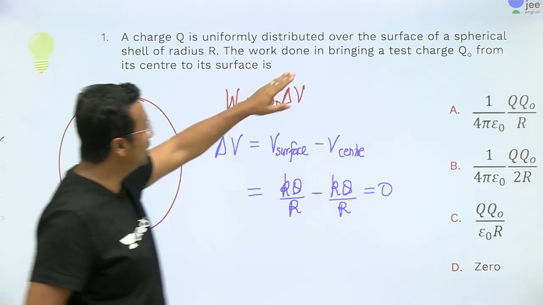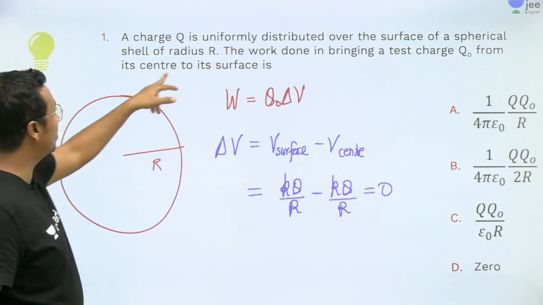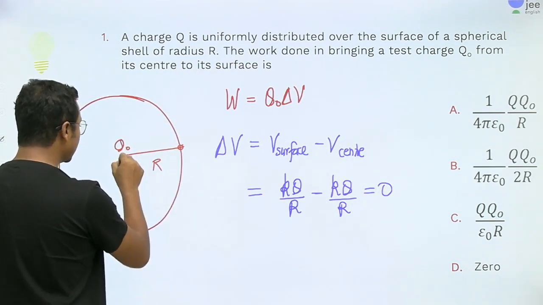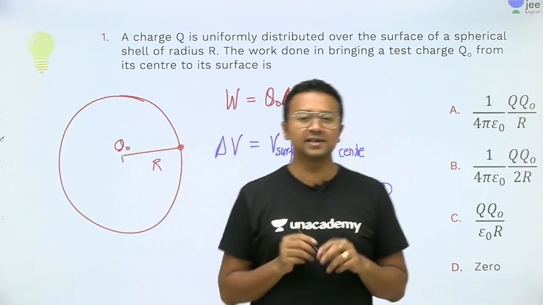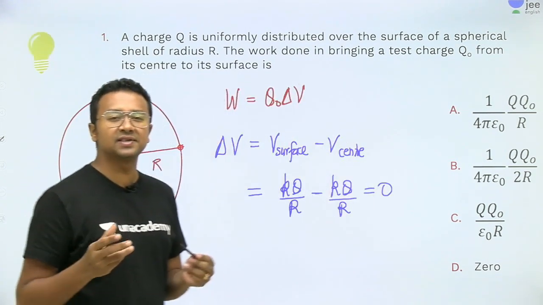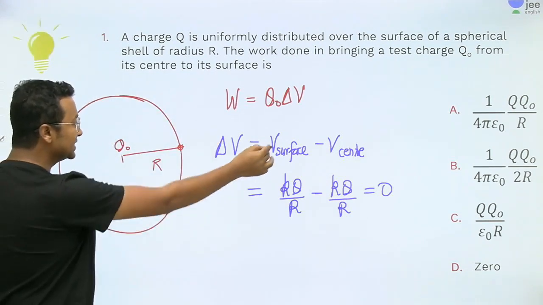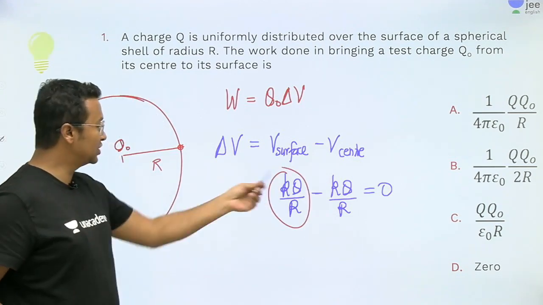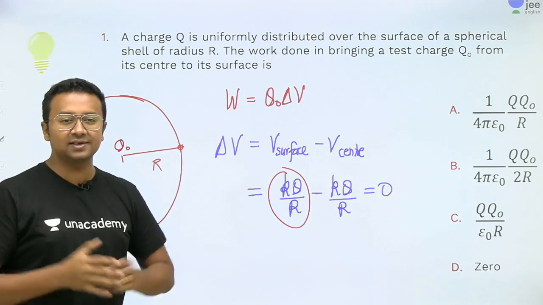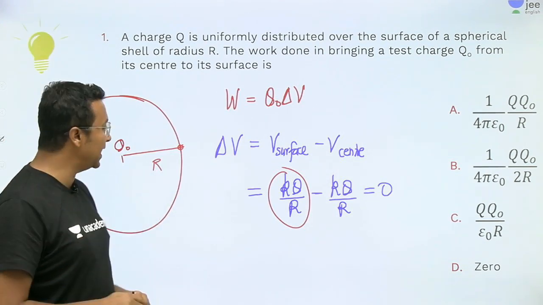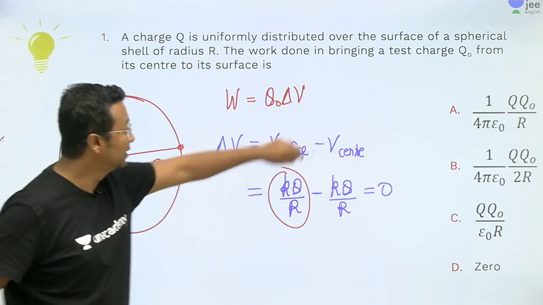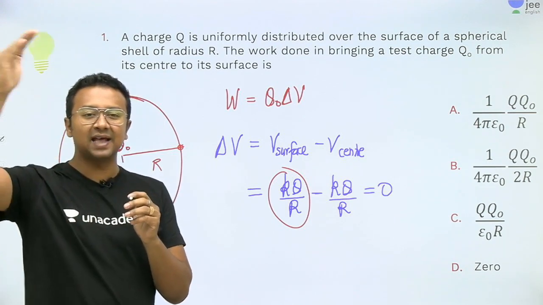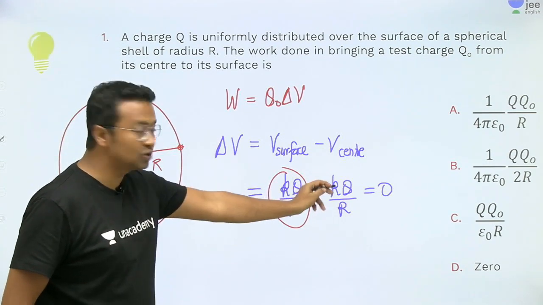Now, what will be the work in bringing a test charge Q naught from the center to its surface? From this point to this point. Understand, what is the potential on the surface? It is given as kQ upon r, where charge Q is the entire charge over the surface of the spherical shell, right? What about the potential at the center? The potential at the center will be the same as that on the surface. So that is also equal to kQ by r.